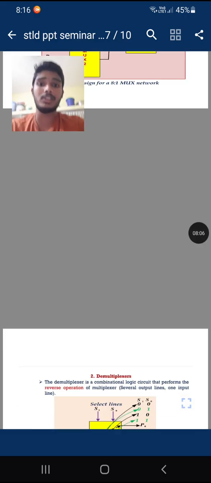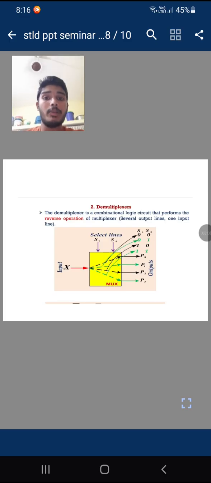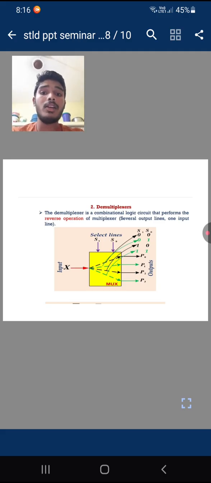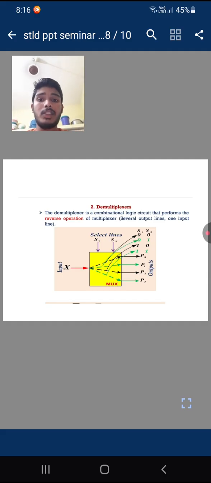Next concept is the demultiplexer. The demultiplexer is also a combinational logic circuit that performs the reverse operation of the multiplexer. Here one input is taken along with the selection inputs. The outputs are 2 power n. It is the reverse operation of a multiplexer. The multiplexer and demultiplexer are reverse operations.